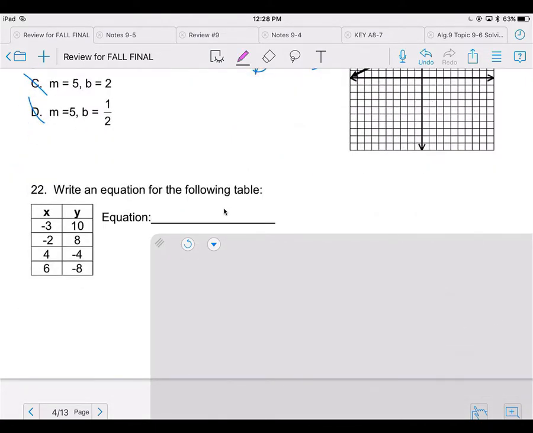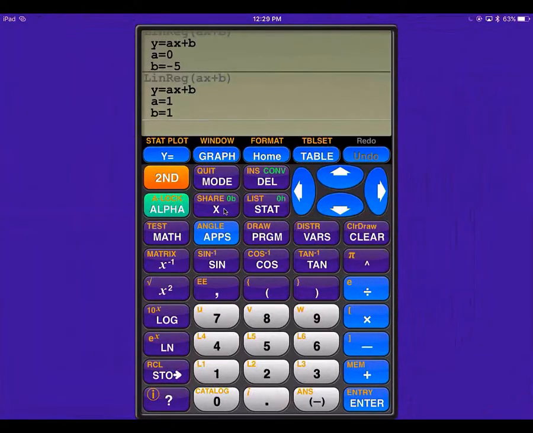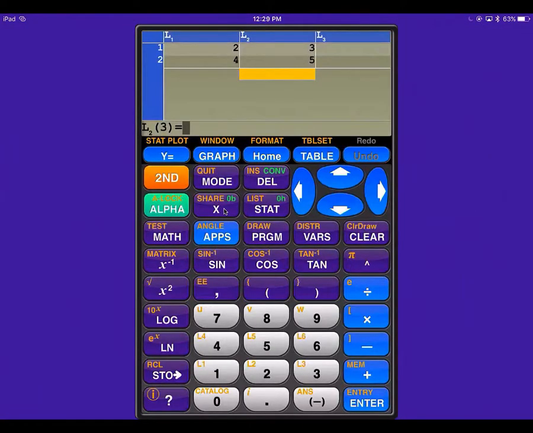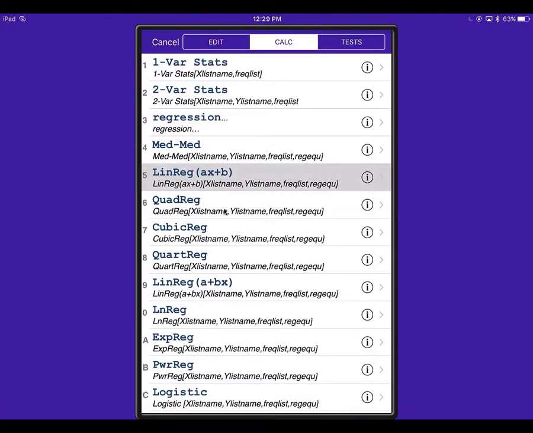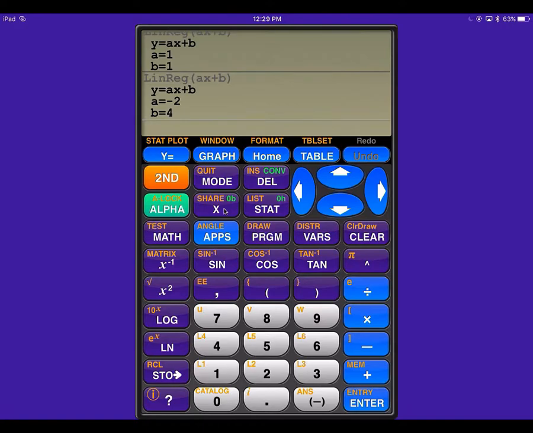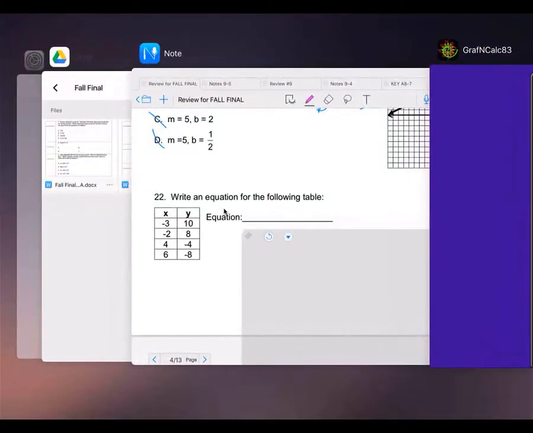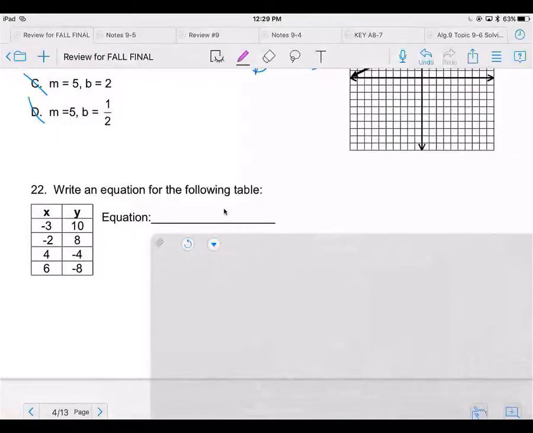And 22 asks me for the equation for the following table. So I'm going to take this table, type it in exactly like I see it in stat edit, and see what the calculator gives me. So I have negative 3, negative 2, 4, 6, and 10, 8, negative 4, negative 8. So stat, calc, 4, enter, enter, enter, and I get negative 2x plus 4 for my equation.